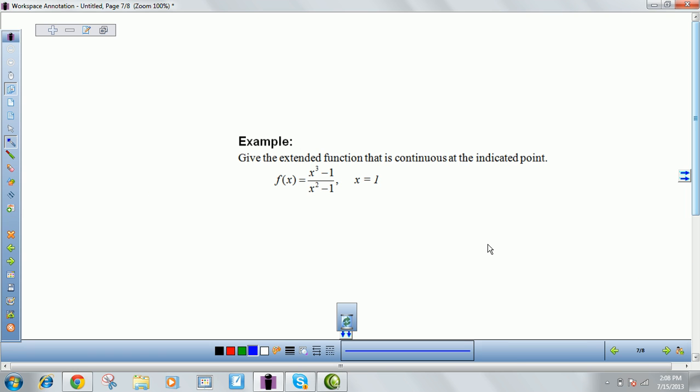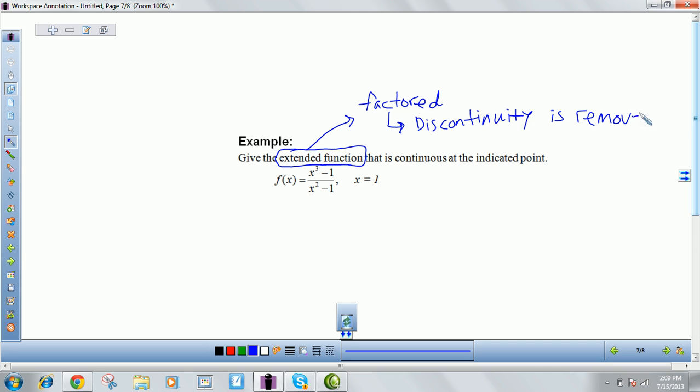One more example. And again, try this one on your own, but first of all, let me just explain what an extended function is. An extended function is basically a simplified or factored function. I'll just say factored. And in this case, the discontinuity is removed. So that's what an extended function is, when the discontinuity is removed.